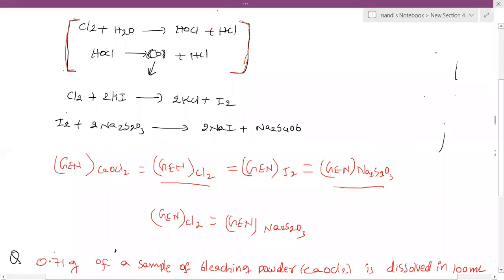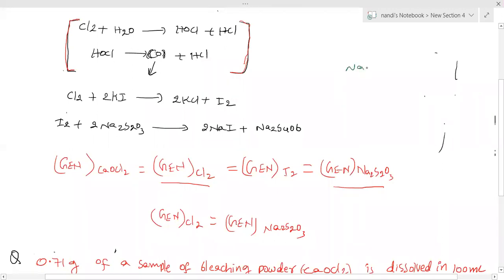Some people are asking how we got the n factor for hypo solution. Look here at Na2S2O3. What is the sulfur oxidation state? Do you know how to calculate it? Na is 2 into 1, plus sulfur 2x, plus oxygen 3 into minus 2, minus 6, equal to 0. So 2x minus 4 equals 0, then 2x equals 4, then x equals plus 2. Any doubt here? Sulfur is plus 2.